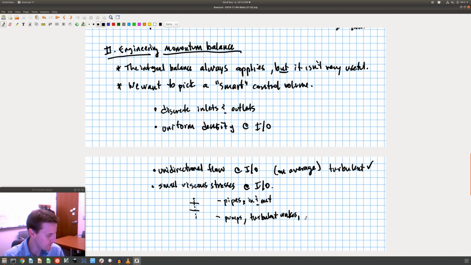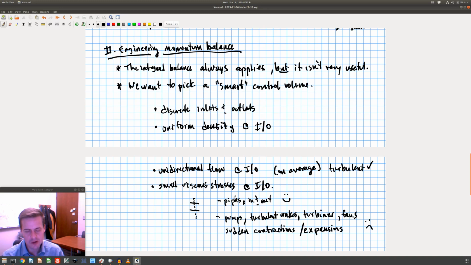Or turbines or fans. Anything really complicated, sudden contractions or expansions. These are frowny face. These are not good. Pipes are a smiley face. Those are good. So we'll see cases with that. Probably not today, but we'll see more.